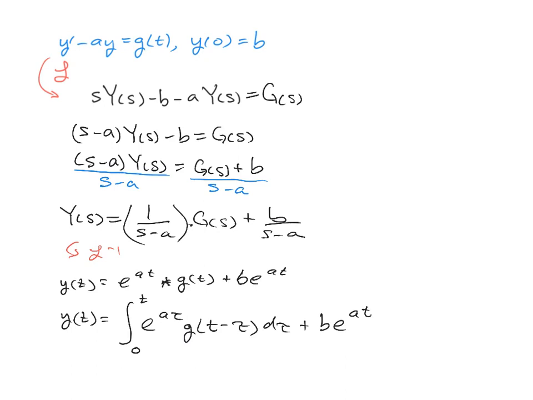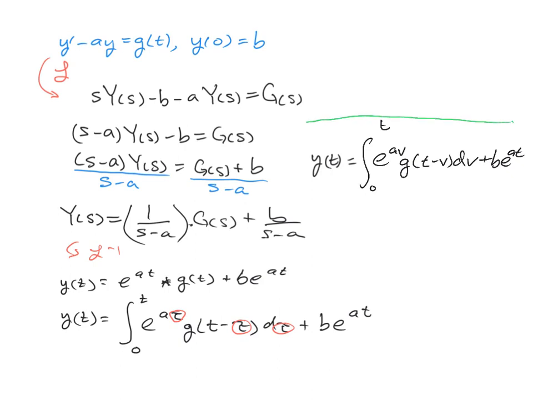And again, our textbook is going to want this in terms of v. So when you put your answers into My Math Lab, you're going to want to make sure you put v's in places of these t's. So your y of t in that case would be y of t is the integral from 0 to t of e to the a times v, g of t minus v, dv plus b times e to the at. And that would be your final solution then for y of t in terms of the function g of t and the other parts of the differential equation.